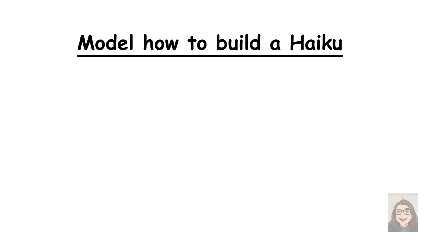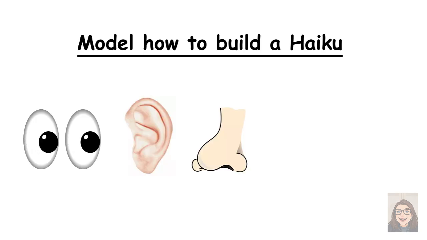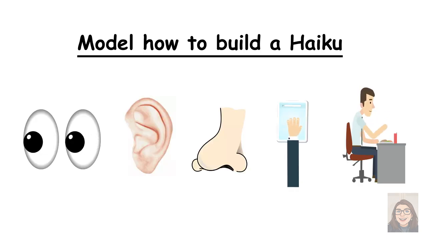Next, model how to build a haiku step by step. Choose a simple topic and brainstorm descriptive words. Encourage students to think about what they can see, hear, smell, feel, or even taste. Haiku often focus on nature, which makes them perfect for developing imagery.